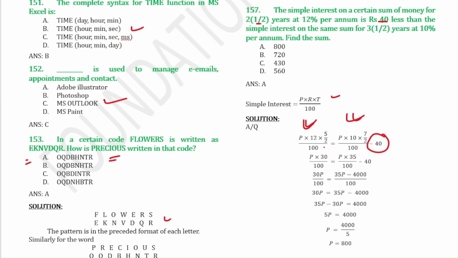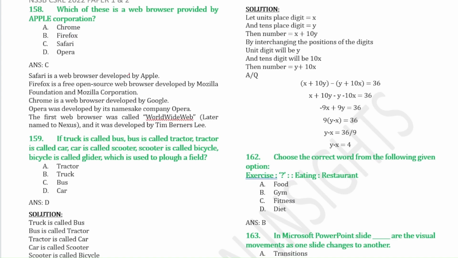Now putting all the values, in this question you have to find the sum, that means the principal. So rate is given, time is given, just put the values and you will get the value of P, that is 800.